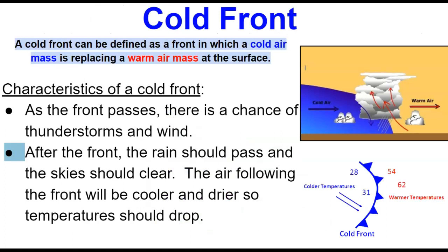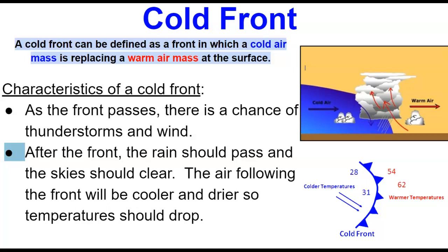So looking at a cold front, it occurs when a cold air mass pushes beneath a warm air mass. That forces the warm air mass to rise up. You see this column of clouds. We get the cloud formation through that condensation. And right along this boundary edge as it pushes through, you have the chance for thunderstorms. And you generally will have wind.